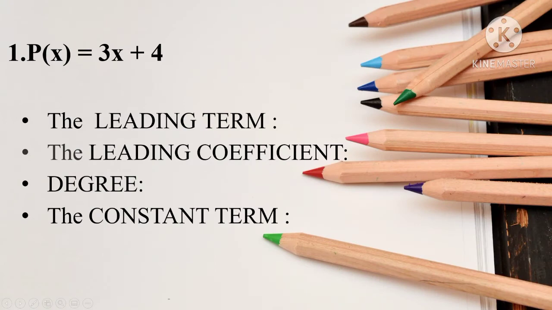Let's have an example of p of x equal to 3x plus 4. What is the leading term? Its leading coefficient, degree, and constant term. Okay, 5 seconds.